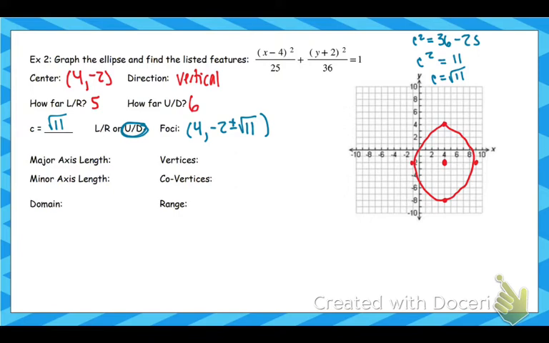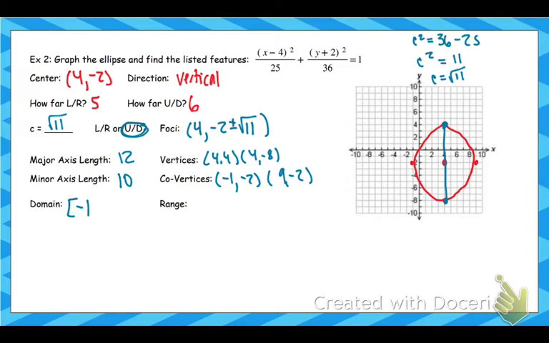All right, major axis, that's the longer one. So the longer axis there is a length of 12. The minor axis is the shorter one. That's a length of 10. The vertices are at the end of the major axis. So 4, 4, and 4, -8. Co-vertices are on the shorter axis. So -1, -2, and 9, -2. Domain, we go left to right. They will both have closed brackets because they actually touch those points. So -1 until 9.